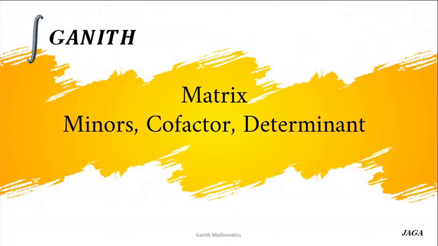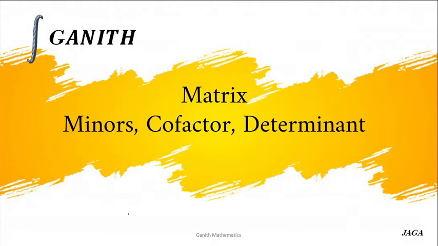Hi friends, in this lecture video, we'll learn about minor, cofactor and determinants. In the previous lectures, we have seen what is a matrix, types of matrices and some of their basic operations, namely addition, subtraction, scalar multiplication and matrix multiplication. To find the determinants, minors and cofactors play a major role, and to find the inverse also, you should know how to find the cofactor.